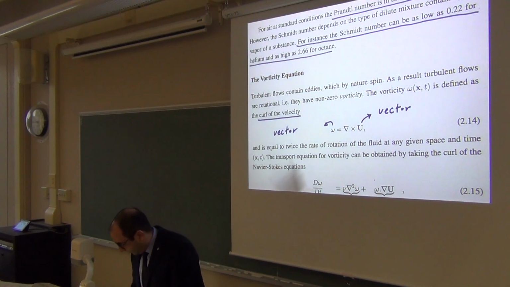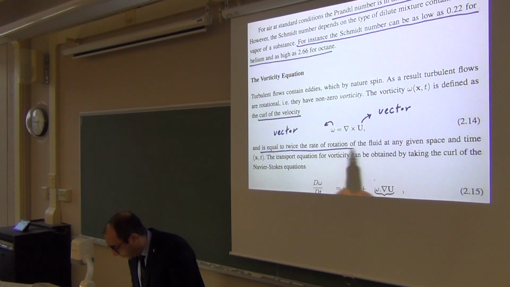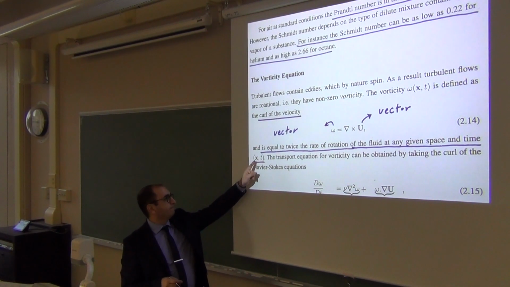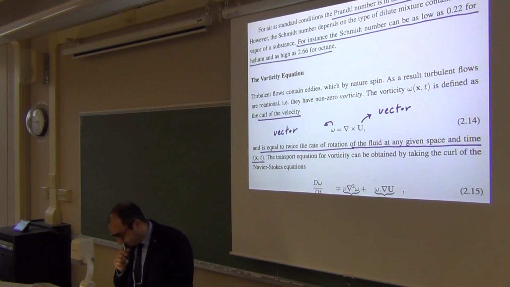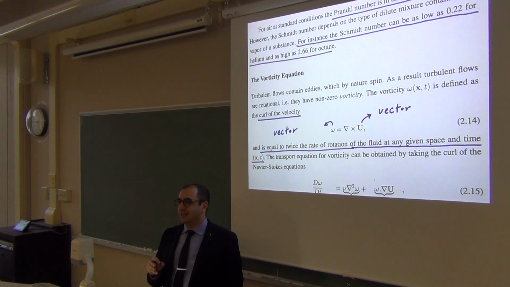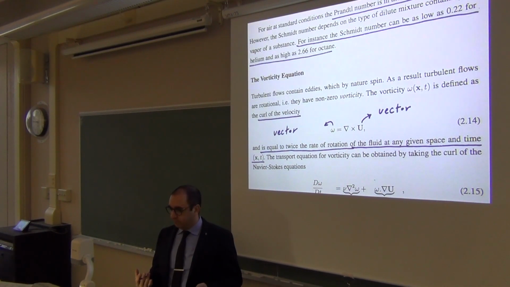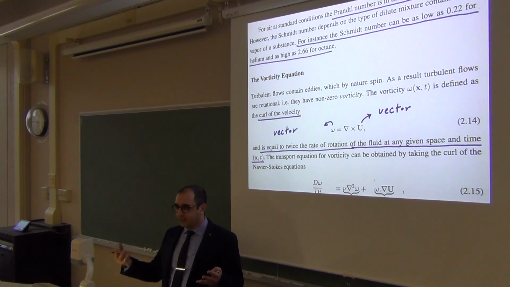It's, I think Scott alluded to, equal to twice the rate of rotation of the fluid at any given space and time. So it could depend on both space and time. X is a vector and t, time, is a scalar. What's really fascinating is you can think of vorticity as some sort of property of the fluid independently, right? It's circulation or spin, right? It's some property you can think of and you can analyze and you can calculate.